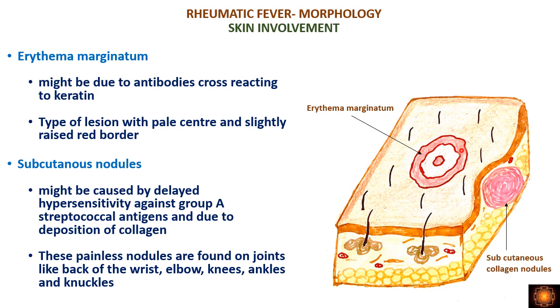And also they develop subcutaneous collagen nodules. This is mainly due to the delayed hypersensitivity against the group A streptococcal antigens that leads to deposition of the collagen. Now these collagen nodules are painless nodules which we see on the joints like the back of the wrist, elbow, knees, ankles and the knuckles. So these are the changes we see in the skin.